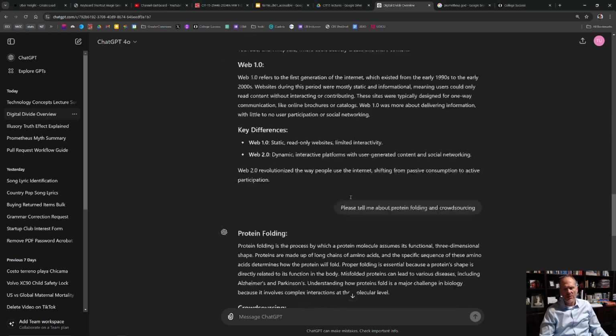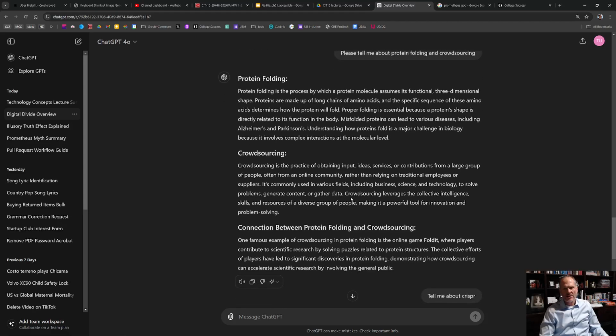So it's pretty amazing and powerful technology. And then here's a little bit about CRISPR and protein folding, which is pretty interesting, editing genes and DNA.